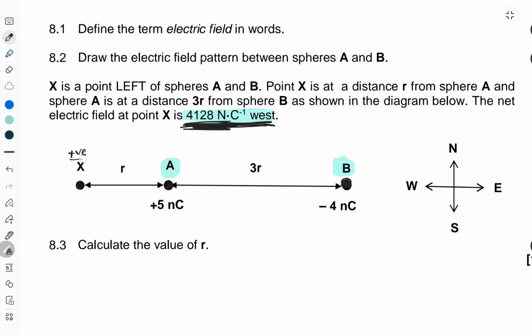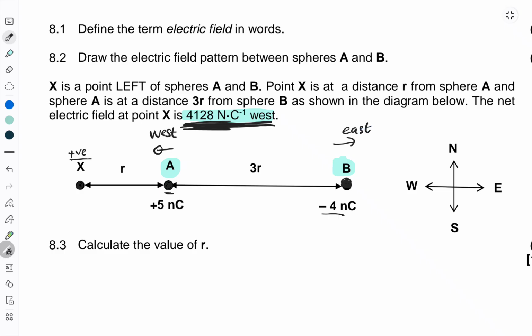So if I put a positive test charge here, sphere A, because it's positive, what will happen is it will cause this thing to go that way, to repel to the left. So we can say the direction of the electric field at X due to A is to the left. Or they used west here. Okay, it's to the west, yes. Right, A contributes to the west, while B, because B is negative, this test charge will be attracted to B, so it would want to move towards B. So B has a contribution to the east instead.